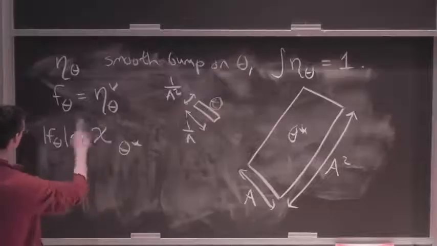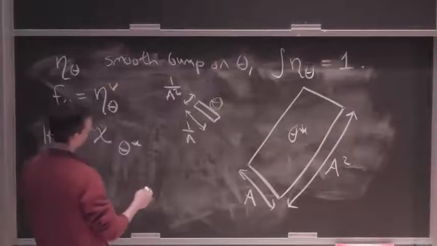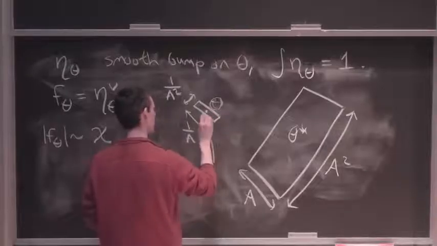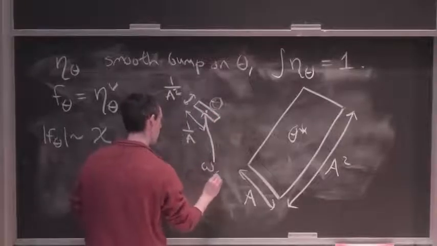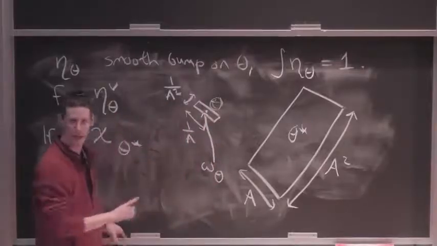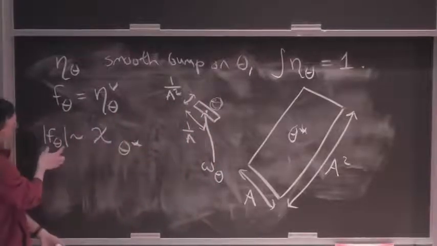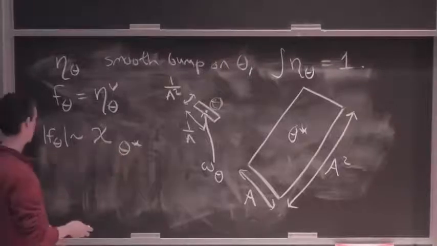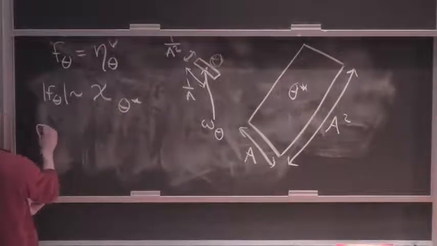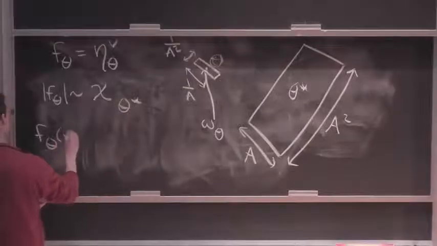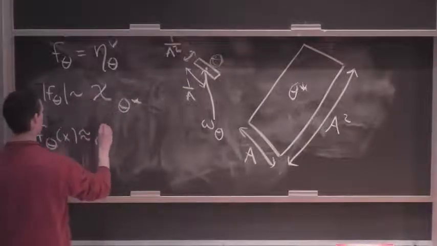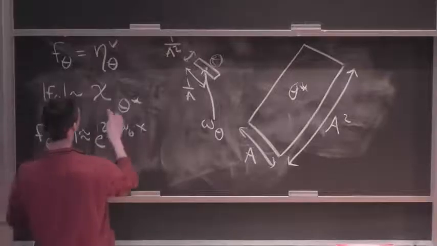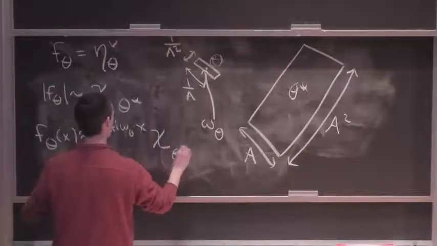OK. Now f theta is also oscillating. And if we pick one point, let's call this omega sub theta, one point in the rectangle theta, we would expect that f theta looks like it's oscillating at about this frequency, omega theta. So without being super rigorous, I'll say that f theta of x looks a lot like e to the 2 pi i omega theta dot x times the characteristic function of the dual rectangle.